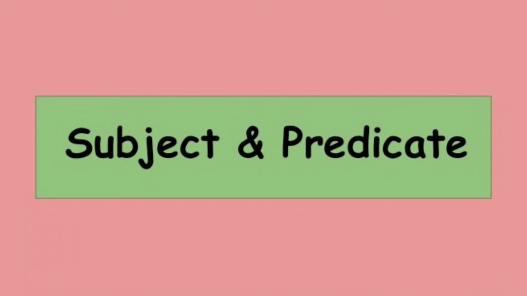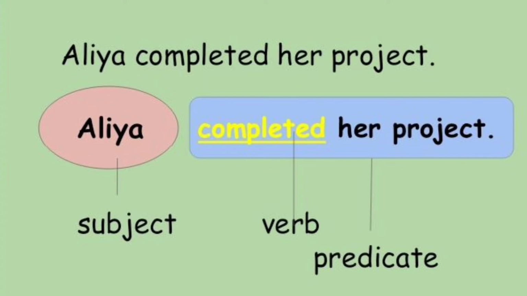Today we are going to discuss subject and predicate. Do you already know about subject and predicate? If you want to understand these, please have a look at the following sentence. Alia completed her project. Completed is written in a different color. So why is it written like that?